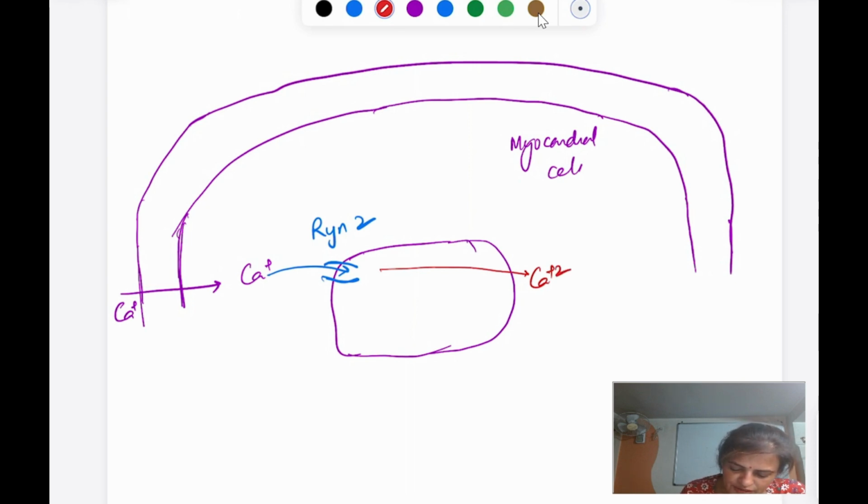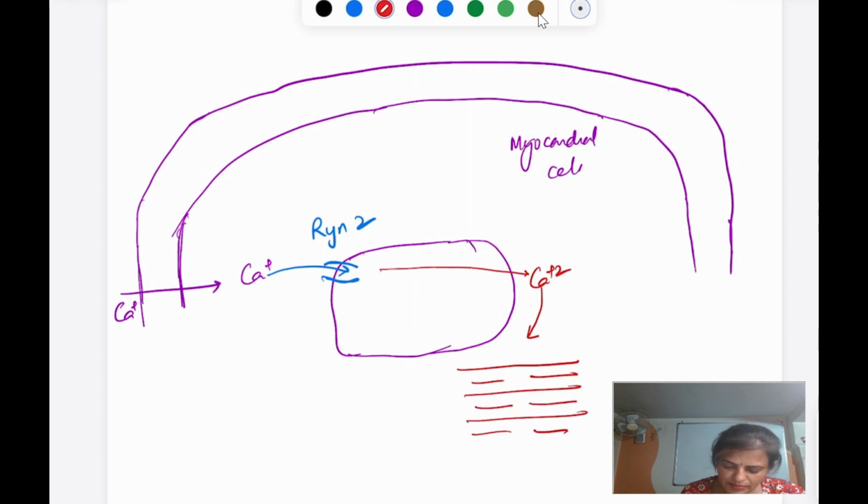Now this calcium, what is it going to do? It is going to cause the activation of actin and myosin, and ultimately what will happen? The muscle will contract. Now after the contraction, what will happen to this calcium?